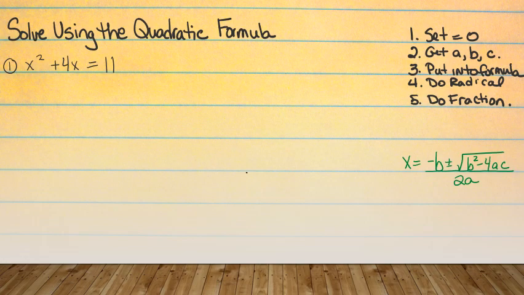But your steps are 1 through 5. First, set it equal to 0. Then you have to get your a, b, and c correctly. Put those numbers into the formula. Do the radical all the way first, then put that back into your fraction, and then simplify the fraction.